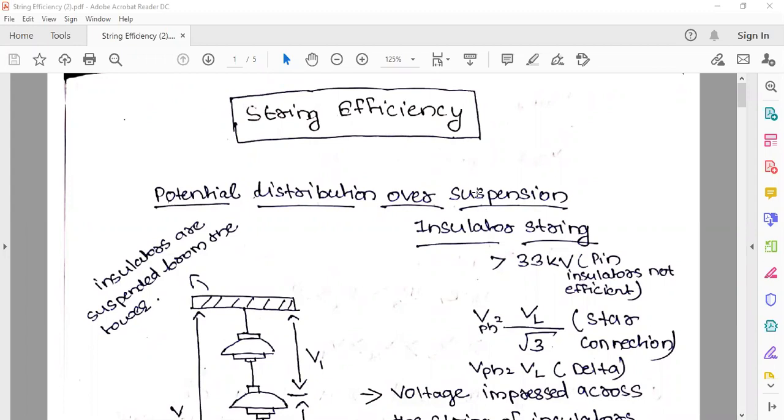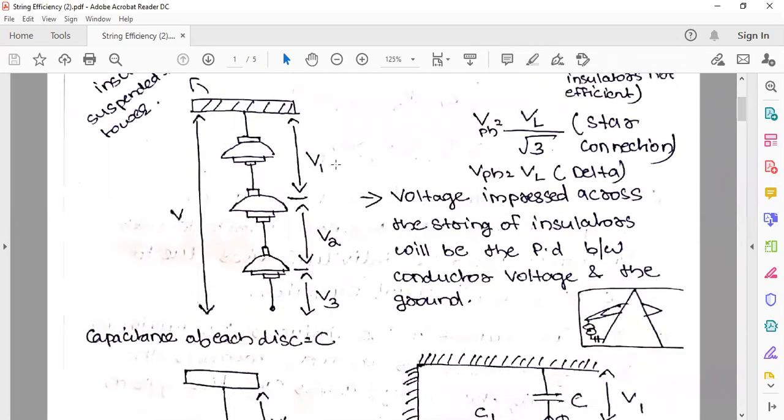So the peculiarity is that if it's a suspension type insulator, then the insulators are suspended from the tower. This will be the figure. So the voltage across each disk will be V1, V2 and V3, and this will be the total voltage. So here we are considering a suspension type insulator with 3 disks, and we know that the voltage impressed across a string of insulator will be the potential.